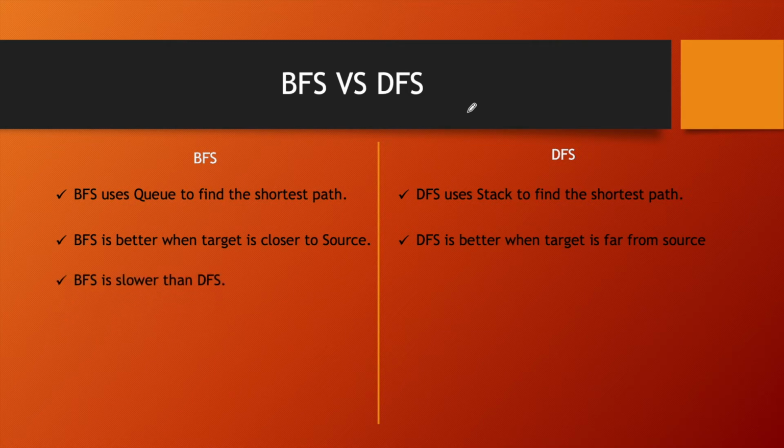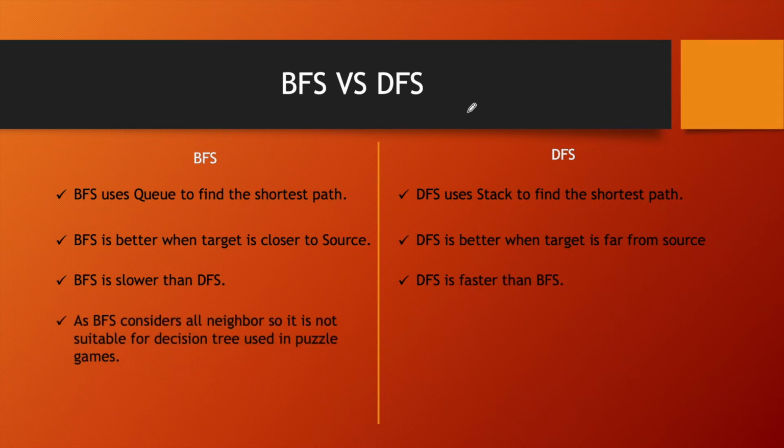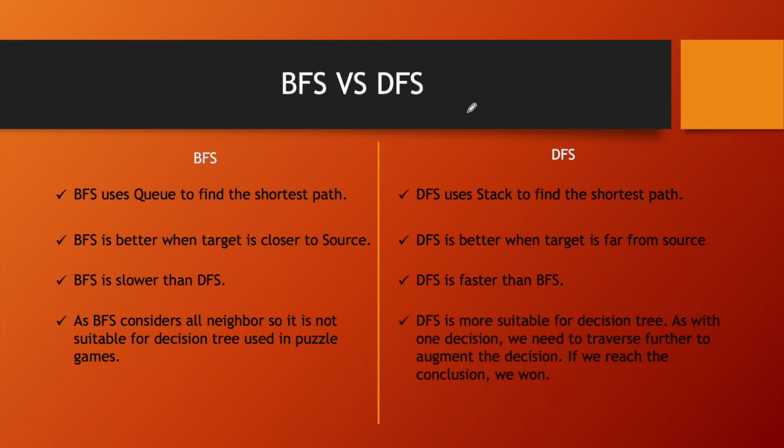BFS is slower than DFS. DFS is faster than BFS. As BFS considers all neighbors, so it is not suitable for decision tree used in puzzle games. DFS is more suitable for decision tree, as with one decision we need to traverse further to augment the decision. If we reach the conclusion, we won.